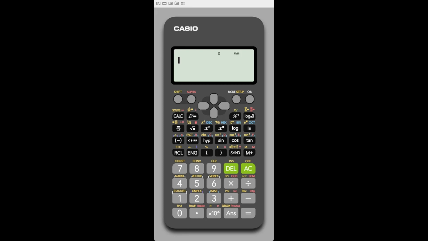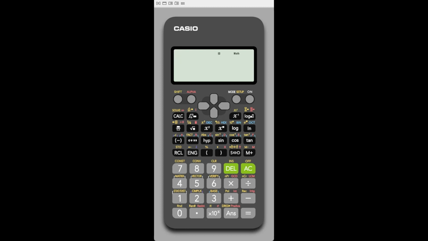Where can we get this? www.edu.casio.com, where you can get a 90 days free trial for all models of the calculators offered by Casio, or pay and use it for a long time.